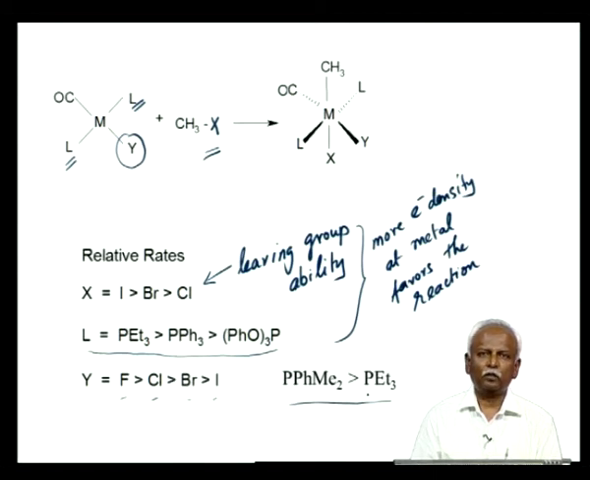One is an electronic component. The electronic component is indicating that if you have greater electron density on the metal, you will do a faster nucleophilic substitution. The second factor is that the smaller the incoming group, the faster the reaction.